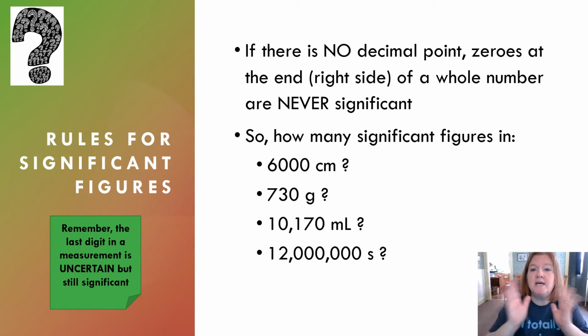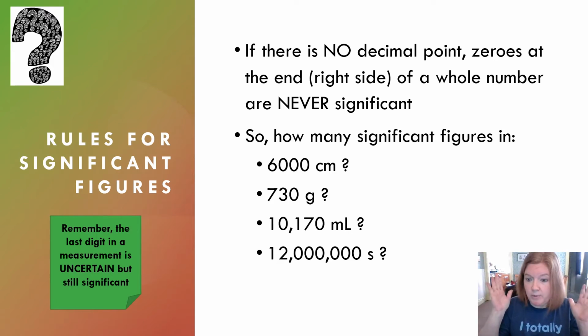Now, if there is no decimal point, zeros at the end, on the right side of a whole number, are never significant. So look here, I see zeros. They're not sandwiched. They're at the end of a whole number, and I don't see a decimal point, so these zeros are not significant. So I only have this one right here, 6.